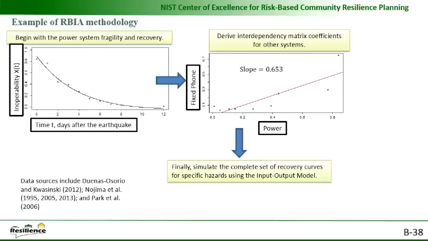We begin with the fragility and recovery relationships derived from post-event in situ data from the literature and combine these to obtain relationships relevant to expected hazards. Then we obtain coefficients relating other systems to power system recovery. We then combine these with appropriate lag times to obtain a set of interdependent recovery curves.